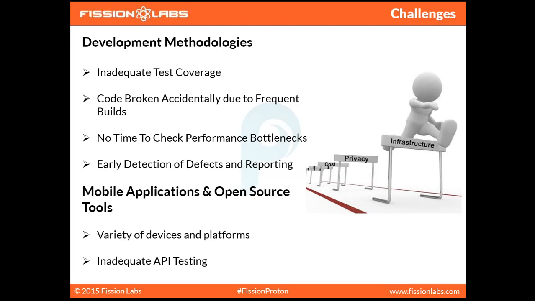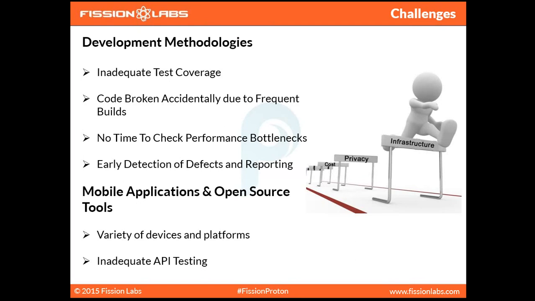Code broken accidentally due to frequent builds. So if you see the way development is being done, most of the development effort is implementing continuous engineering, which will necessitate daily builds or weekly builds. The build cycle is reduced. So in order to meet the development effort, QA has to come up with some innovative solutions so that they cater to the requirements.